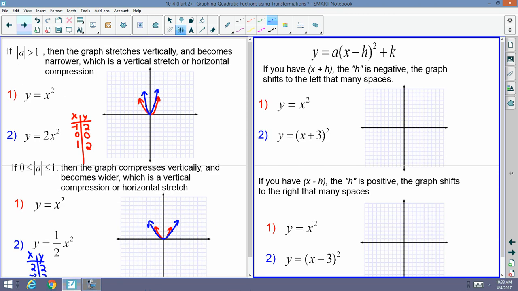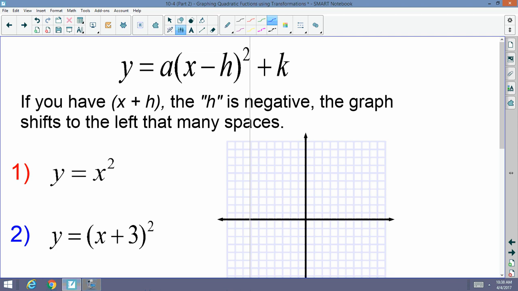Now, the h. The h, guys, h stands for horizontal, okay? If you have in your function an x plus h, that means that h is negative. Think about that. I have x minus h. So if I have x plus h, didn't that mean that h had to be negative? Because a negative times a negative is a positive. So if I see an x plus h, that means that h is negative, and I'm going to shift the graph to the left that many spaces.